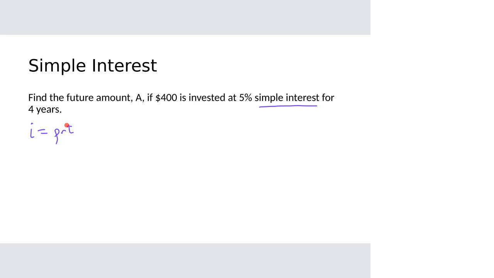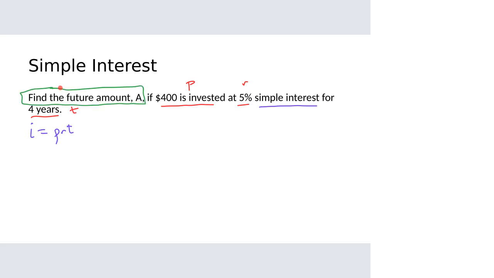And then, okay, well, $400 was invested, so that's my principal. The rate was 5%, and the time was 4 years. So I have PRT. The thing is, this formula that I'm pretty comfortable with already, I equals P times R times T, gives me I, the amount of interest. But this question doesn't ask for the amount of interest.